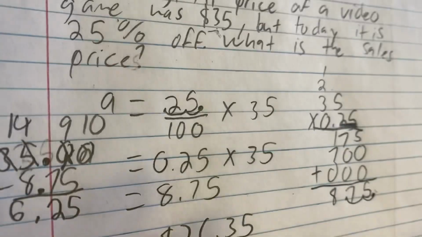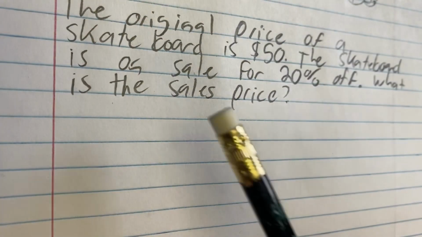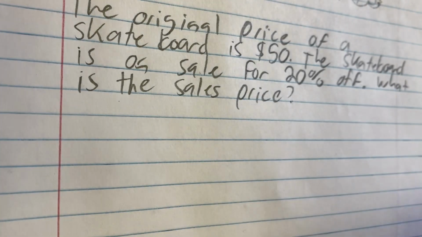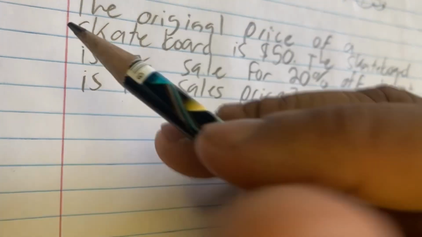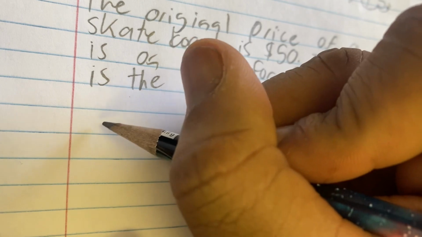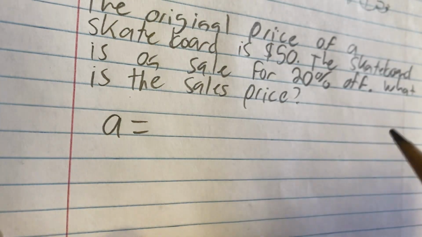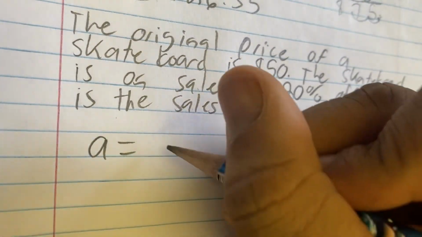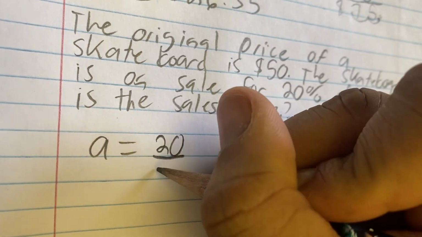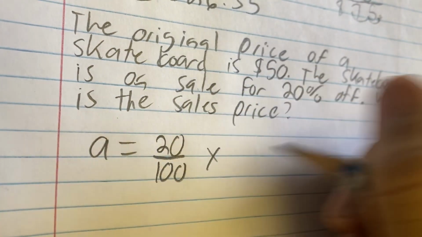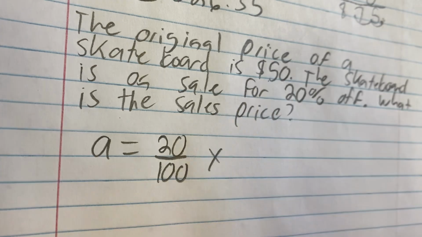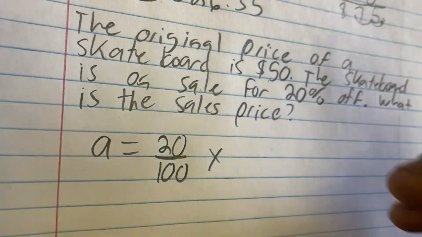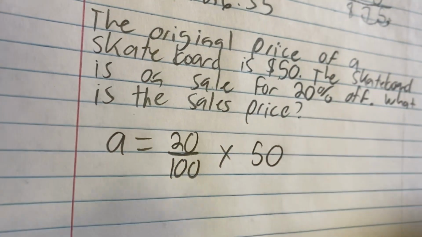So of course we need to apply our handy dandy formula here. And since we're looking for the sales price, we need to look for the part first. That's the very first thing we need to do. So we need to do A, which is what we're looking for, equals the percent. What's the percent here? 20. Remember, the percent is always divided by 100 times the whole. And what is the whole? 50, because the original price is 50. So that makes 50 the whole.